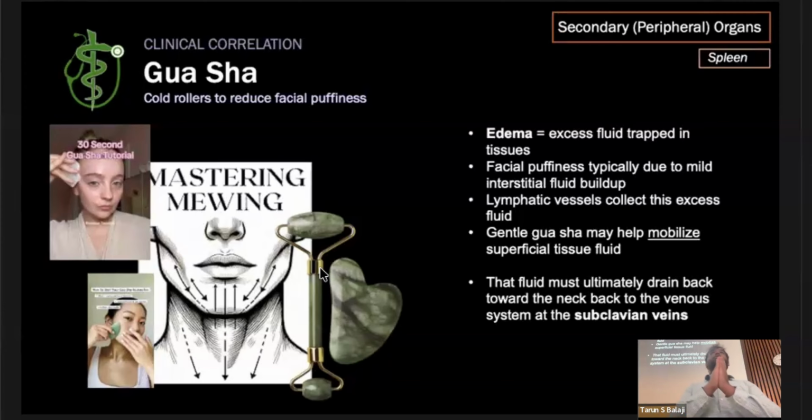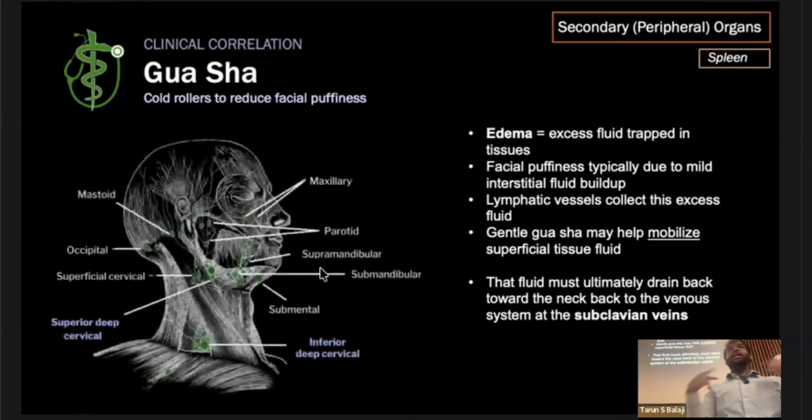Super normal. Now, if you want to resolve this puffiness, you're going to want to move this lymphatic fluid out of your face. How do we move it out of our face? Do we move it up? No, we're going to move it down towards our neck. That's why we've got this cold stone that's essentially being used to shift lymphatic fluid down and out into our cervical lymph nodes so they can be drained into your subclavian veins. And that's how a gua sha works.